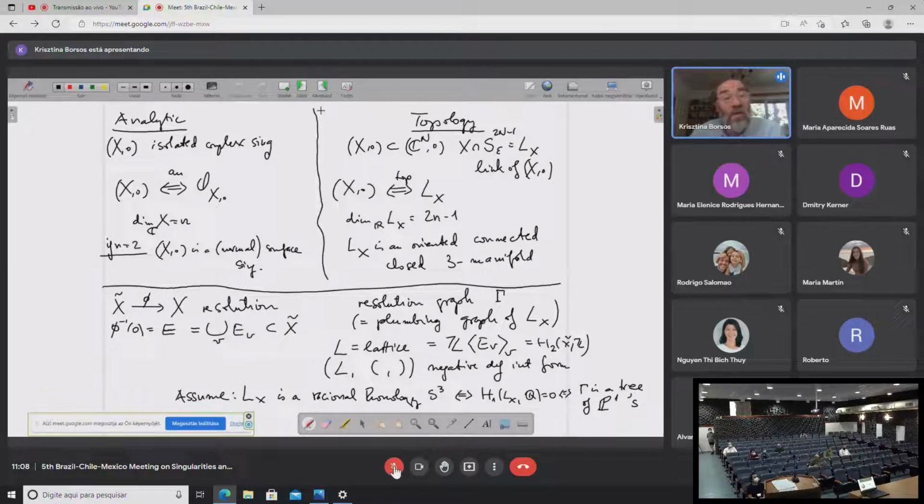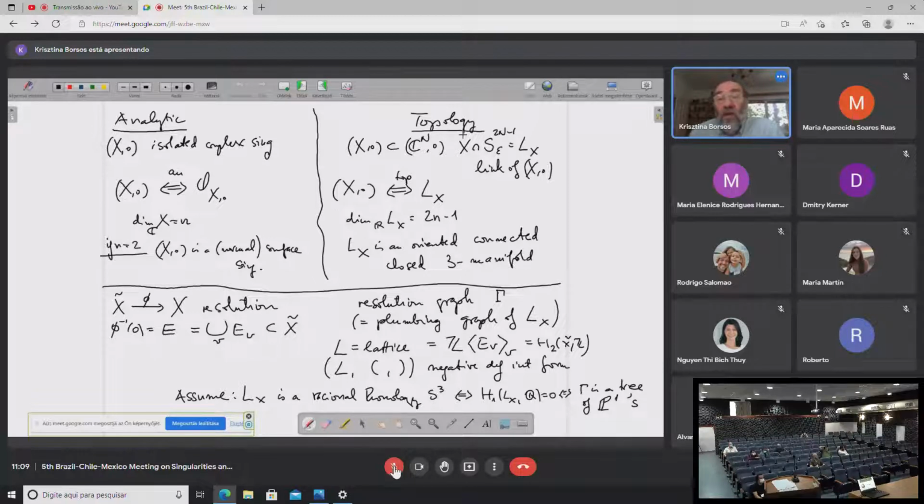I start with a normal surface singularity. It's a germ over the complex numbers. We have two types of invariants, analytic invariants and topological invariants. What I mean by analytic invariants is basically the local algebra. If I want to introduce some analytic invariant, I have to use either the local algebra or go to the resolution, using coherent sheaves and cohomology and this type of invariants.